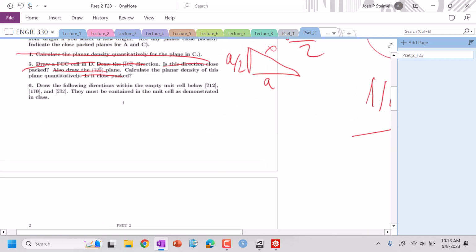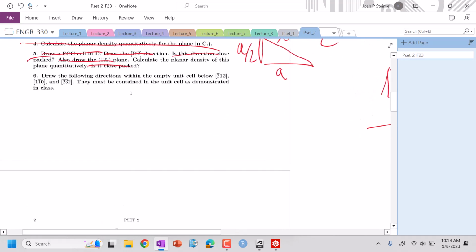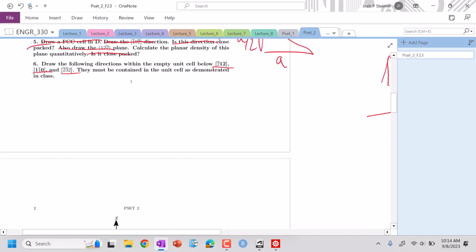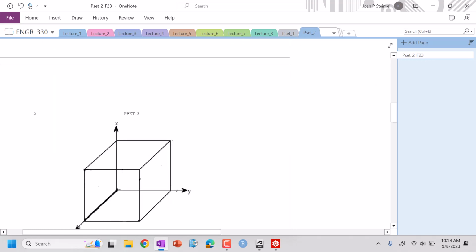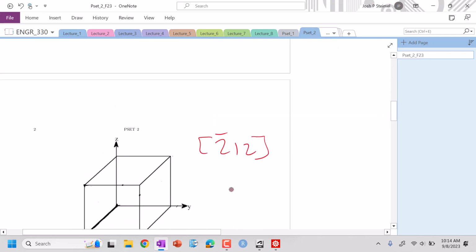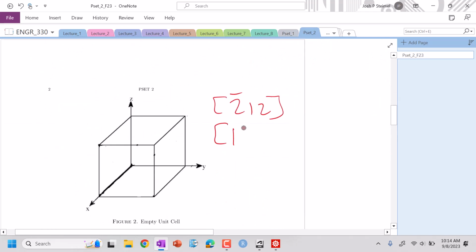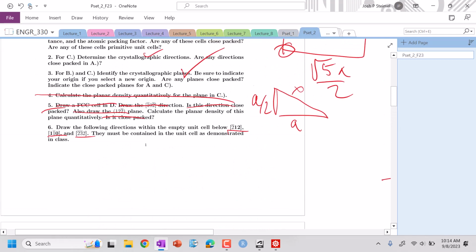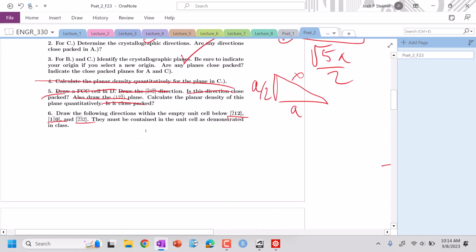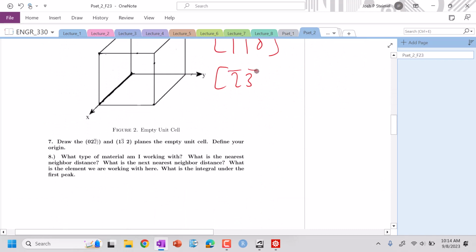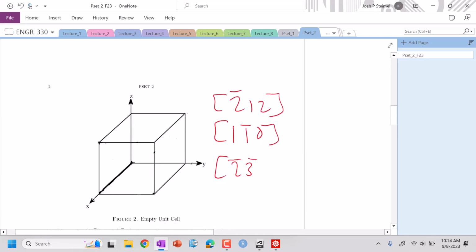All right. Draw the following directions within the empty unit cell below: -2 1 2, 1 1 0, 2 3 2. They must be contained in the unit cell demonstrated in class. So let's go ahead. -2 1 2, and then 1 1 0. I'm just going to copy these so I know what we have to draw. And then finally 2 3 2. Good.